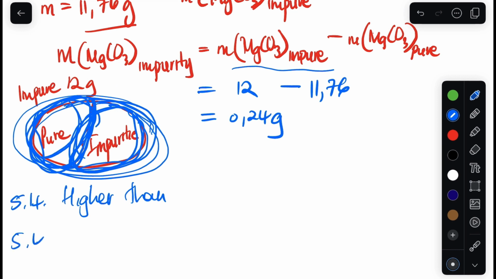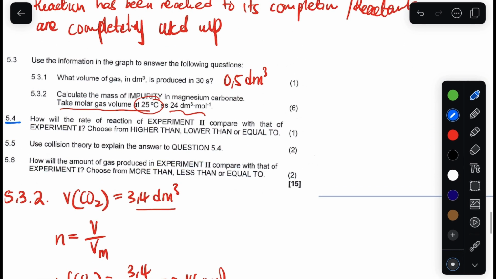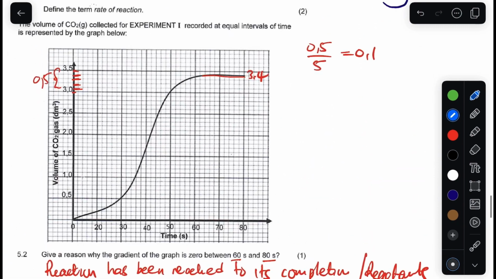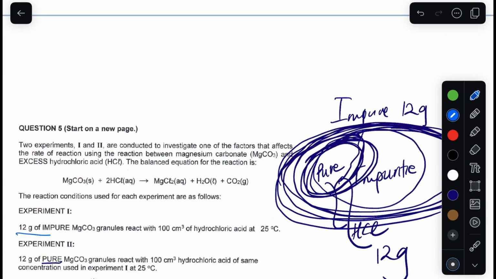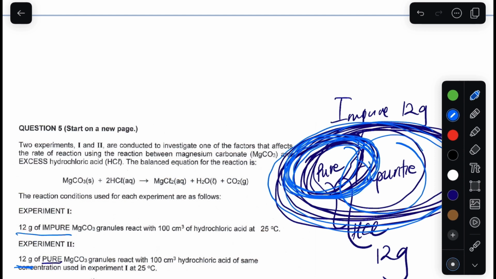So surely in 5.5, it says use collision theory to explain 5.4. So it's very important. The mass of what reacted in experiment 1 is smaller than in experiment 2. Let me repeat it again. So it's 12 gram of the impure sample. So the 12 gram is the entire thing that consists of pure and impurity. But here, it's the 12 gram of the pure. So this pure is more now. It was less in experiment 1 and now it's more.